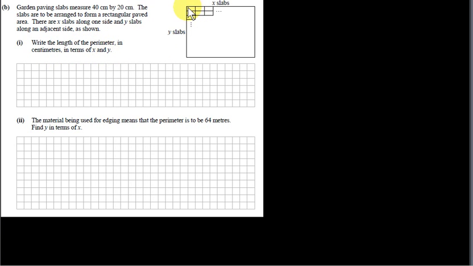So let's look at this slab in the top left corner. This distance here is 40 centimeters and this distance here is 20 centimeters. So the slabs are 40 by 20. Each slab is rectangular. We have Y slabs down here. So what's the length of this side here of the garden? We just multiply 20 by Y. So we have Y times 20 or 20Y. So that's the length of this side here.